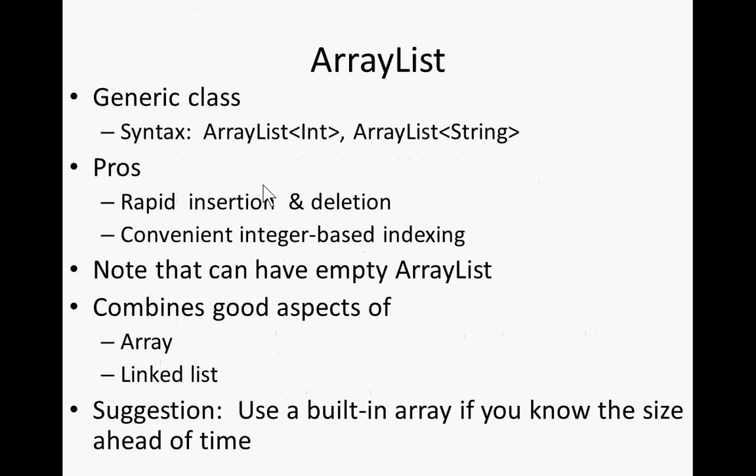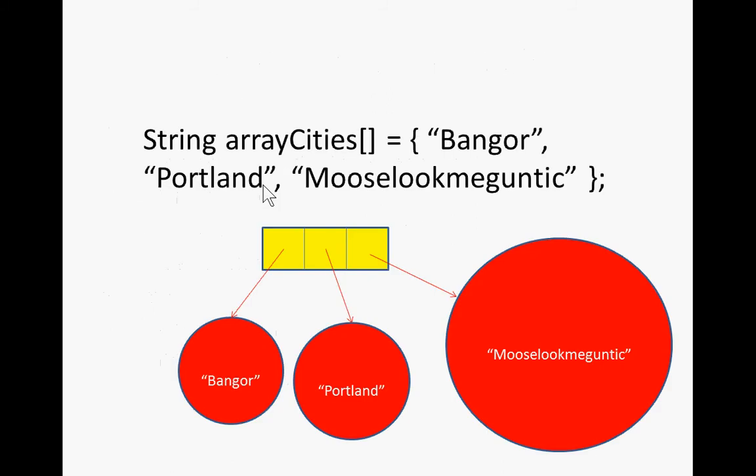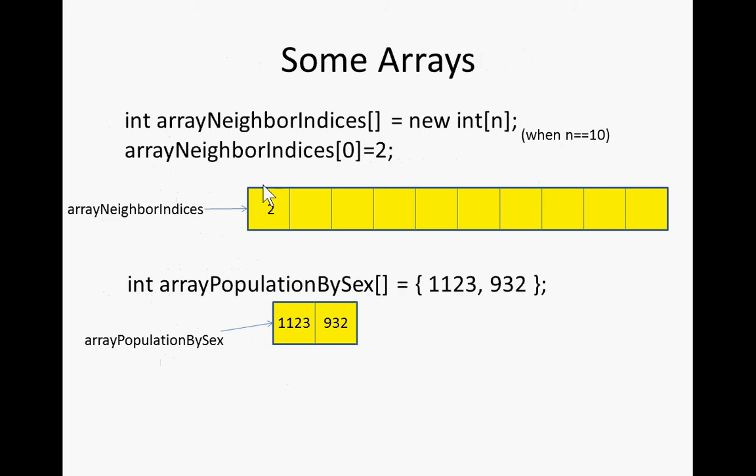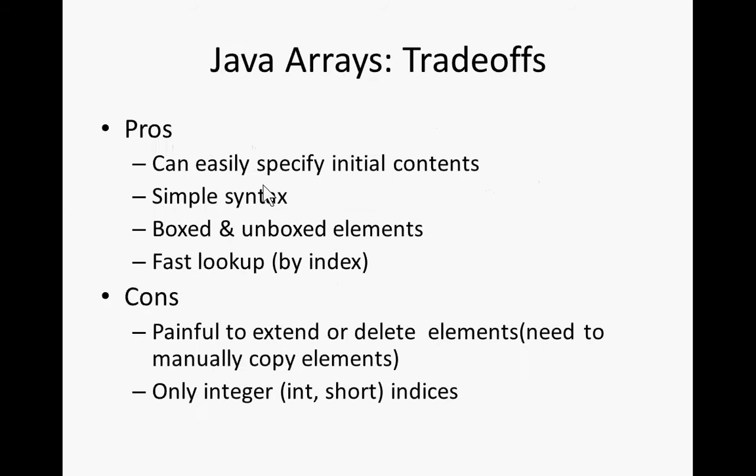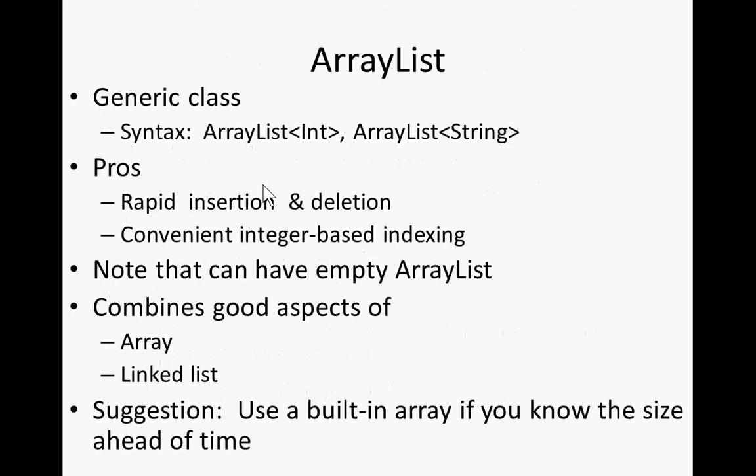Okay, let's talk about ArrayList. ArrayList is like a more flexible version of those arrays we just saw. It's a class. The arrays are built into Java, including how you allocate them, how you do new, with that special syntax and special analysis. An ArrayList is a generics class, and you can say ArrayList of int. It's actually ArrayList of Integer.